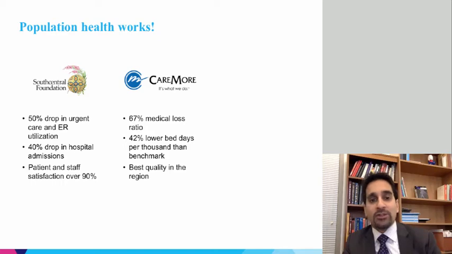So CareMore was able to do this, as indicated in the second statistic here, by driving 42% lower bed days per thousand than the Medicare average benchmark. And this wasn't denying care. They drove this while having significantly better outcomes across every clinical category that you could think of. 56% lower admissions for heart failure, 80% lower diabetic amputation rate, 60% lower fall and hip fracture rate. And they did this by investing in everything necessary to keep patients healthy.